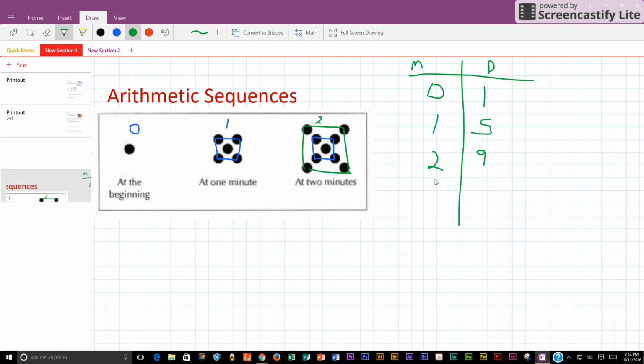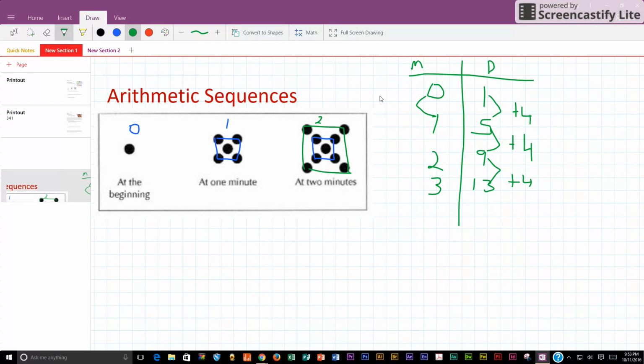If we continue this pattern, and the pattern is, okay, we go from here, we added 4, and then we add 4 again. So if we continue this pattern for another minute, we got to add 4. So we're going to add 4. 9 plus 4 is 13. So it looks like we always add 4 each minute.